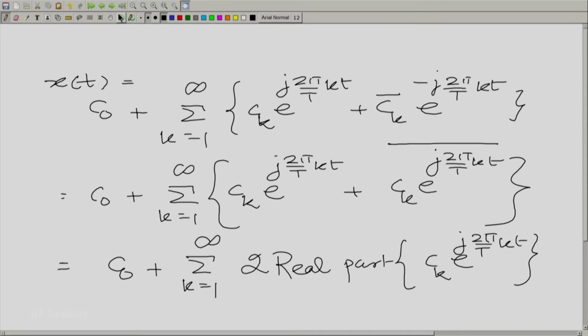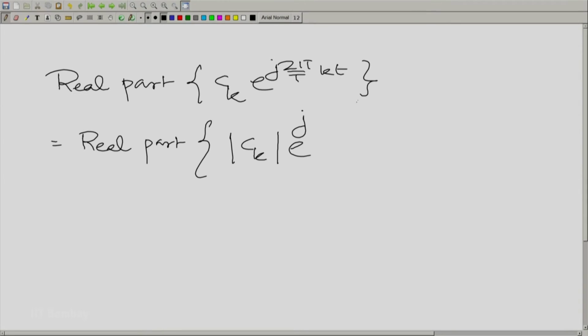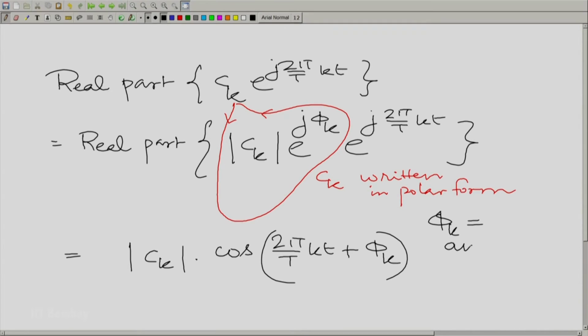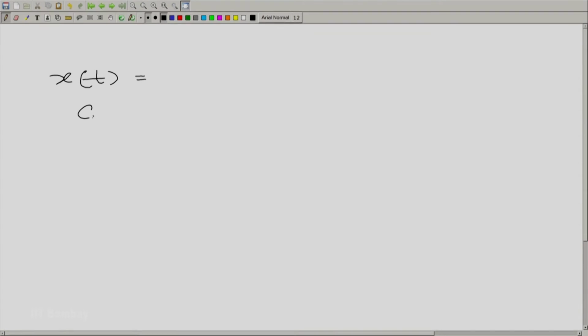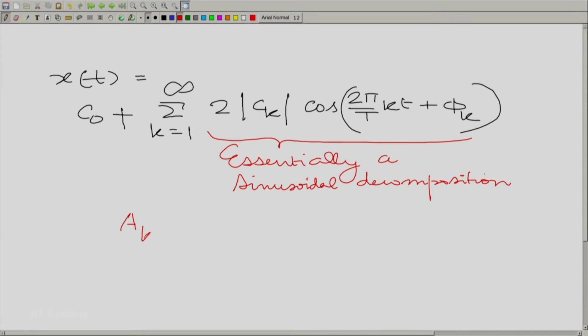Now, how do we write down the real part? The real part is obtained where you write Ck in polar form, magnitude and angle, and that gives you mod Ck cos of 2 pi by T kt plus phi k, where phi k is essentially the angle of Ck. So, overall x(t) is then C0 plus summation k going from 1 to infinity 2 times mod Ck cos of 2 pi by T kt plus phi k, and here essentially we have a sinusoidal decomposition. So, essentially Ak is 2 mod Ck and phi k is of course as it is.